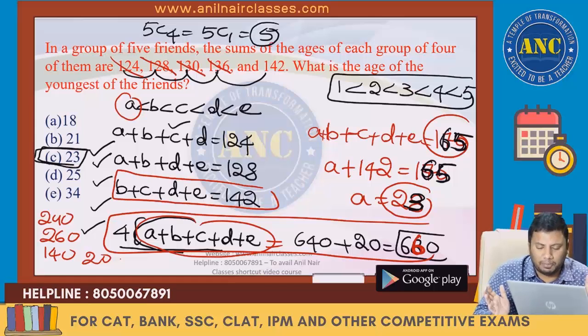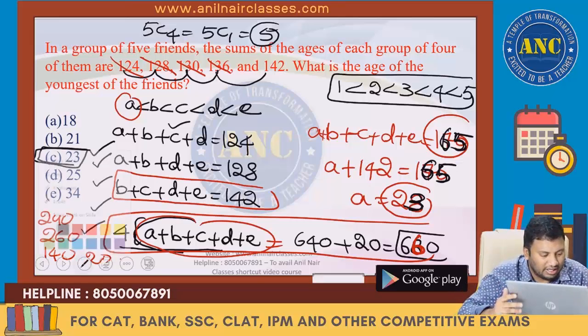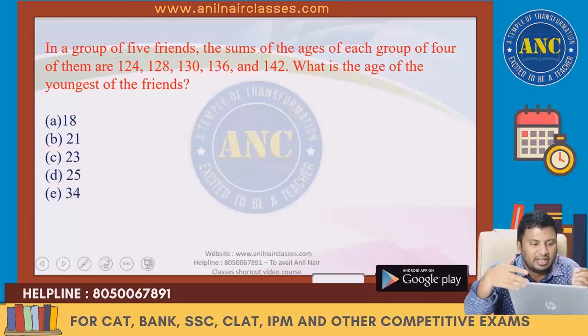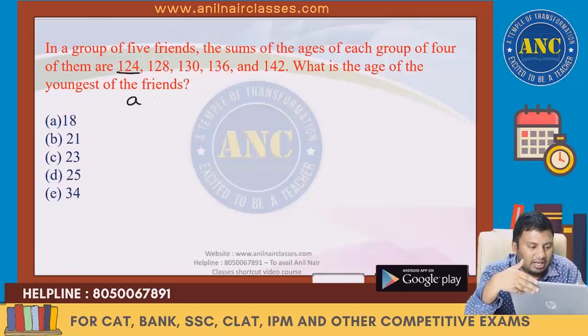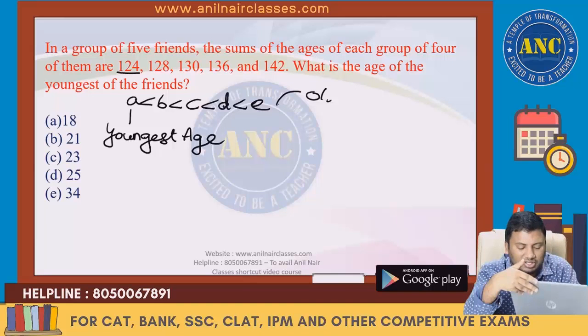I hope the approach is clear. Now again I am explaining, listen carefully. In case you are not understanding, A value is 23. Let me do it. There is A less than B less than C less than D less than E. A is the youngest age. E is the oldest age.